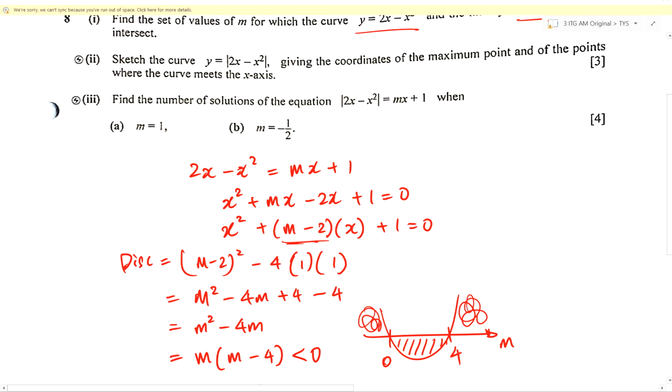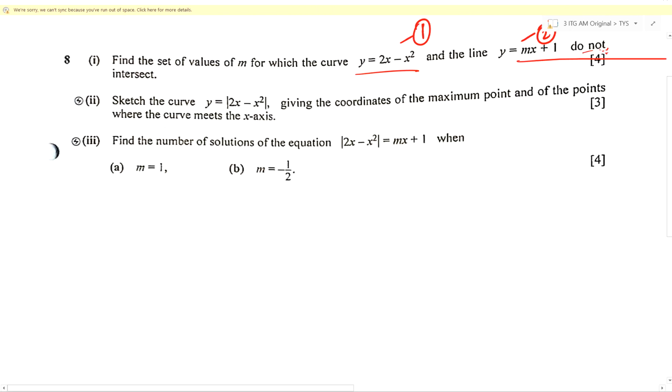Now part 2. Sketching the modulus curve is the same as sketching a curve without the modulus, but we just flip whatever is below the x-axis upwards. That's all. So our objective now is to sketch y equals 2x minus x squared. I know it's going to be a parabola opening downwards because the coefficient of x squared is negative. It's going to have this shape. I also need the x and y axes as well as the turning point. These are the points of interest that we must always show.